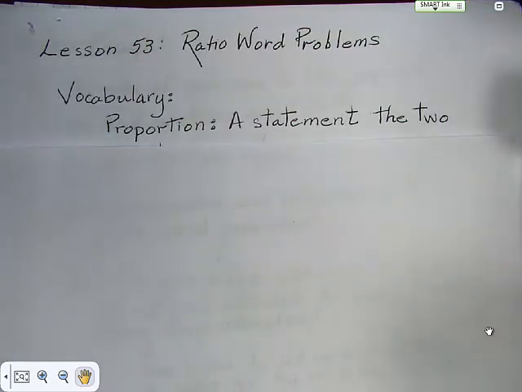Today's topic is ratio word problems. And of course, there's always a vocabulary. Our vocabulary today is proportions. And a proportion is a statement that says two ratios are equal.